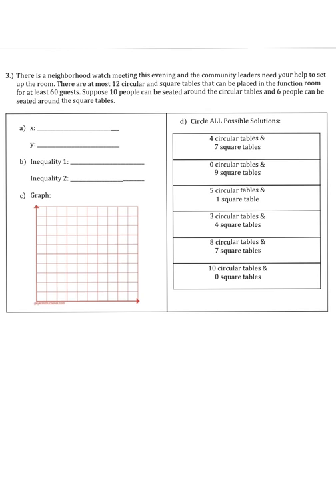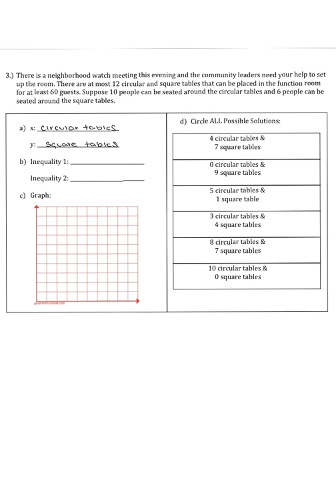All right, so again, we need to define our variables. So I'm going to go ahead and define x as the circular tables, and y as the square tables. So this is just talking about people around each of the tables.